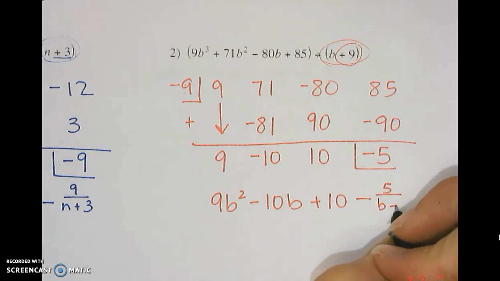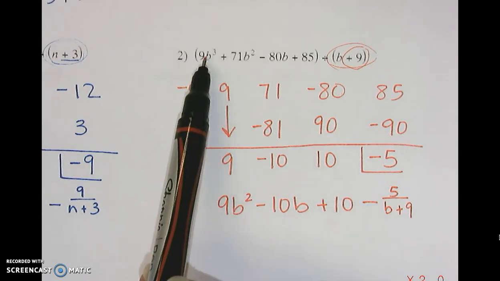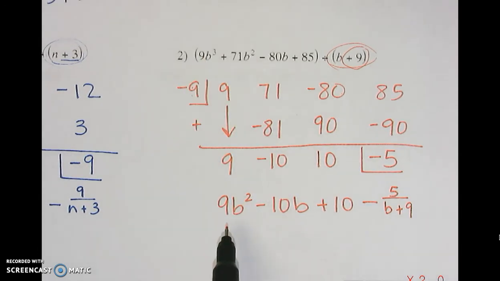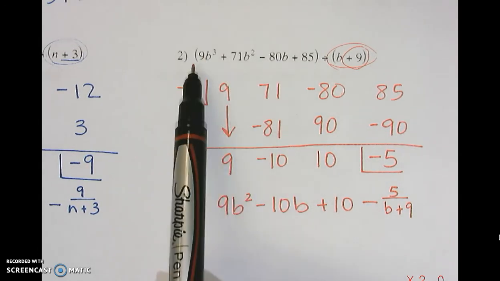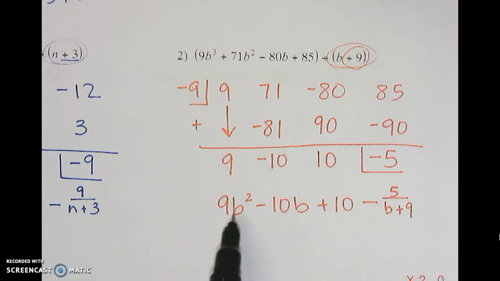So b plus 9. If you notice, your answer is always going to be 1 degree less than what you started with every single time. Even if this problem started with 9b to the 5th, my answer will have b to the 4th. So it's always 1 less. Okay? All right, let's do another one.